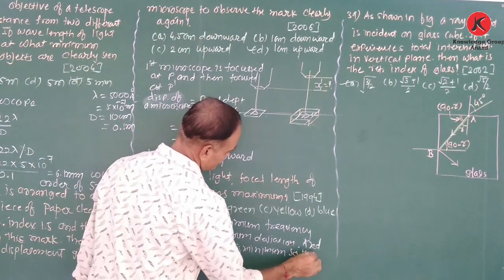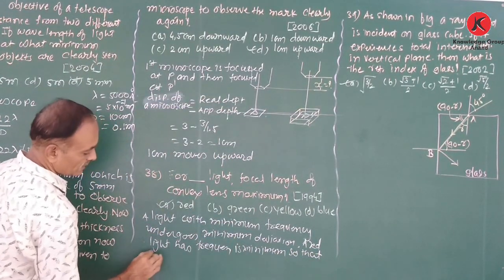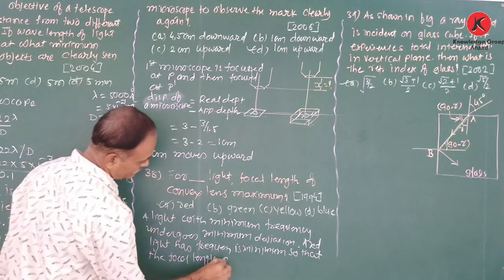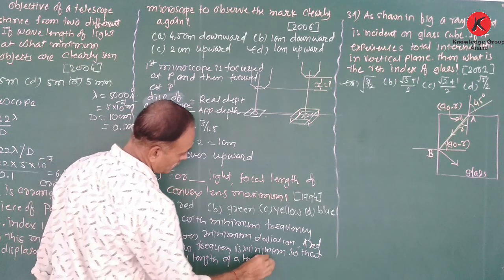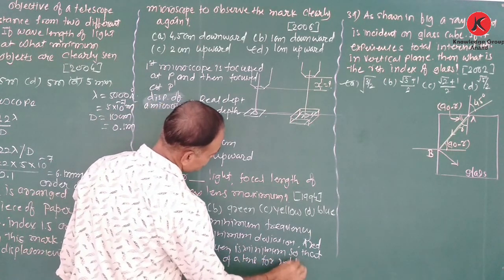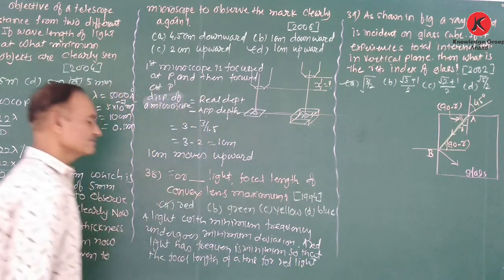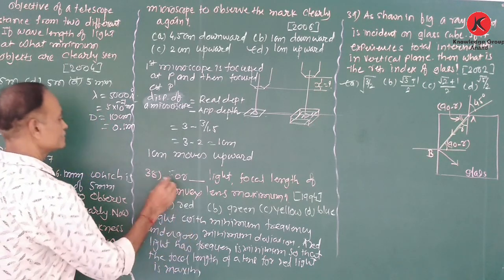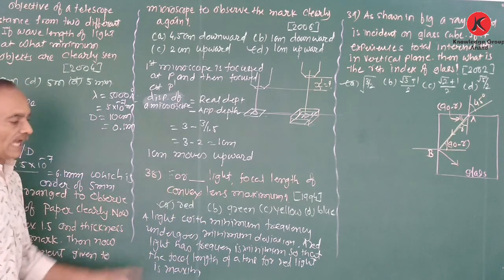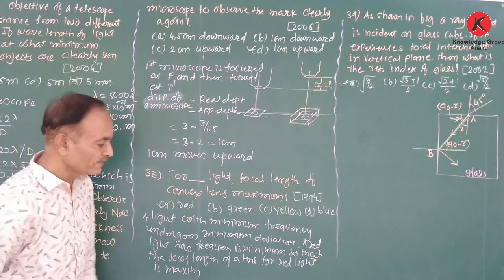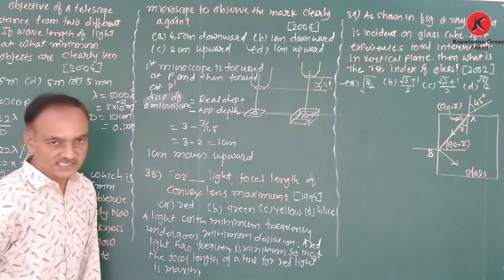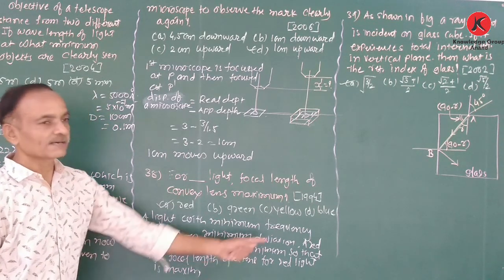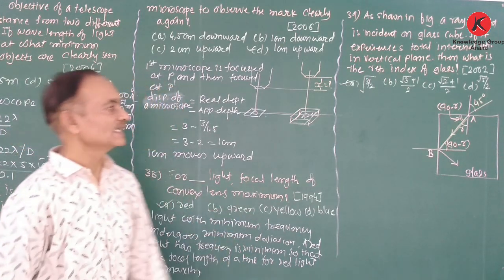So the focal length of a given lens for red light is maximum. Again, the light with the minimum frequency undergoes the minimum deviation. Red light has the minimum frequency. Therefore, the red light undergoes the minimum deviation. Therefore, the focal length of the lens for the red light is maximum.